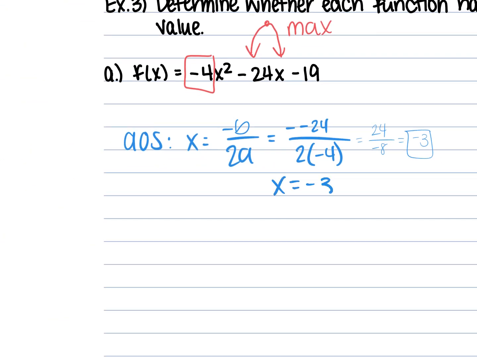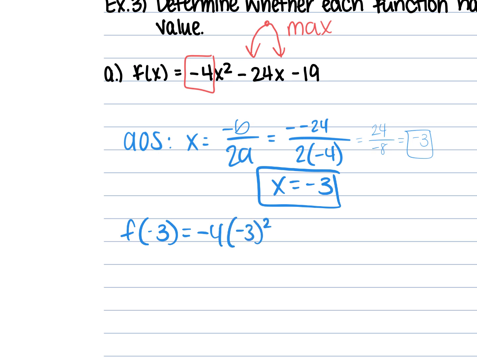Excellent. X is equal to negative 3. That's my axis of symmetry. That helps me, but it's not my answer. How does that help me? Now I know what to plug in because my vertex has to lie on that axis of symmetry. But I don't know how high or how low my vertex goes until I plug it in. So now we're going to do f of what value? Excellent. f of negative 3 equals negative 4 times negative 3 squared minus 24 times negative 3 minus 19.